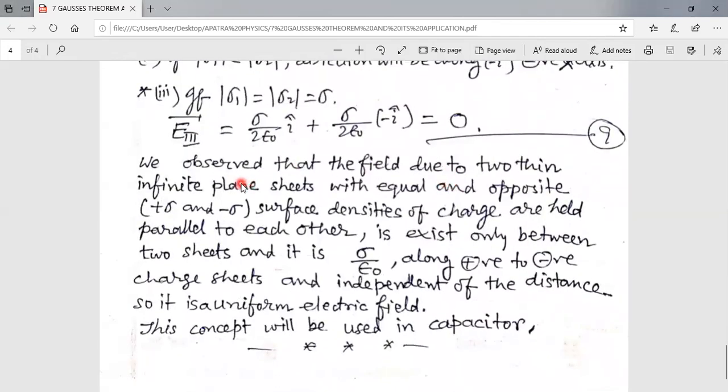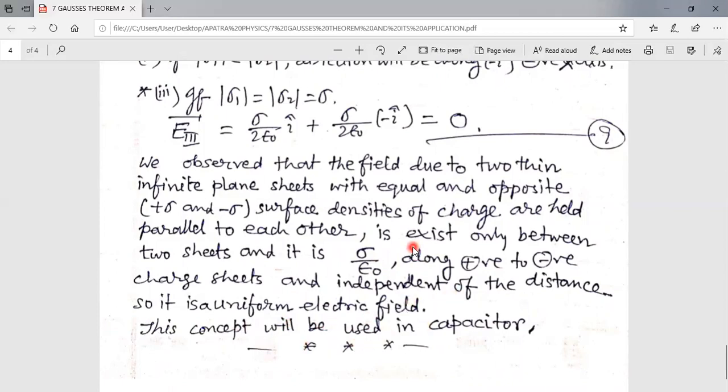Now we get the observations. We observe that the field due to two thin infinite plane sheets with equal and opposite surface charge densities, plus sigma and minus sigma, held parallel to each other, exists only between the two sheets, and it is sigma by epsilon naught along the direction from the positive to the negative charge sheet, and independent of the distance. So it is a uniform electric field.